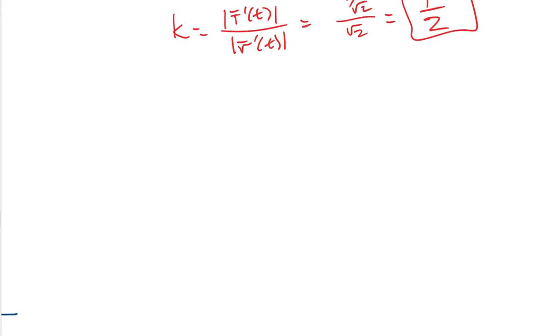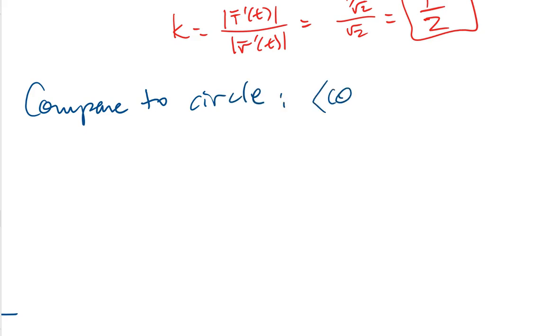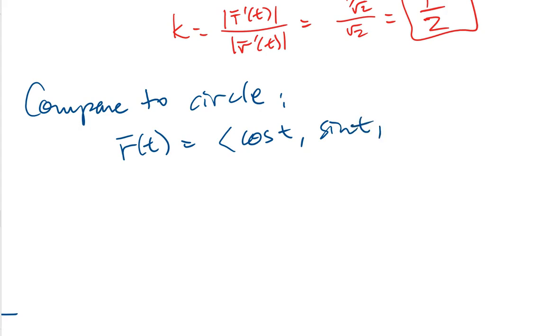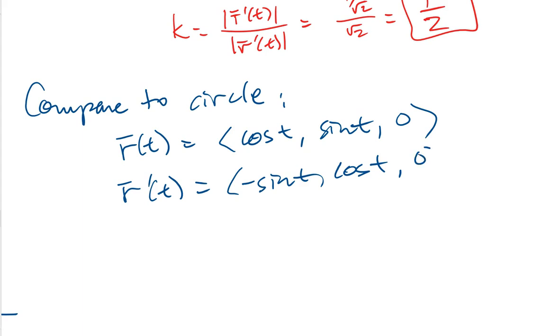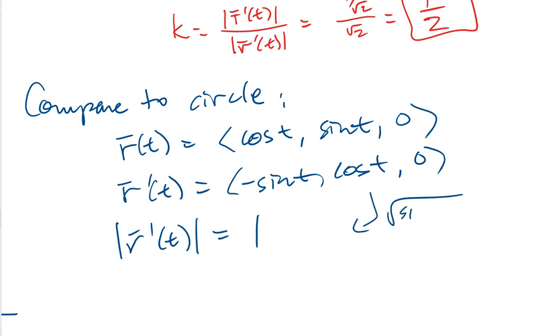Now let's compare that to just a circle. So r of t is cosine t, sine t, and then 0, a circle in the xy plane. So r prime of t is negative sine t, cosine t, and then 0. Now you take the length of that. That'll just be 1, the square root of sine squared plus cosine squared.